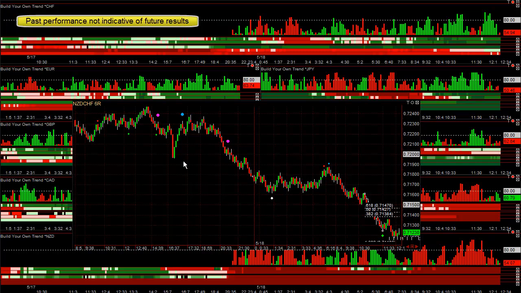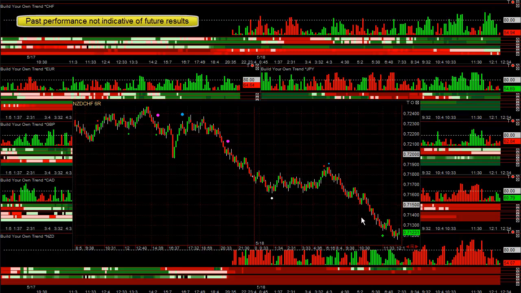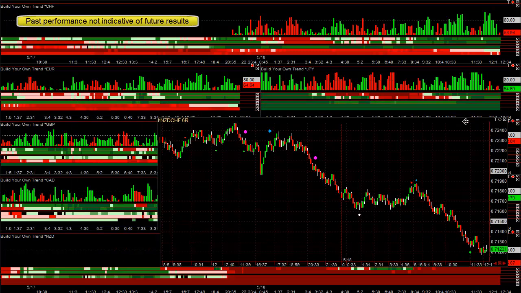Just count the waves down. 1, 2, went sideways. 3, kind of sideways a little bit. 4. The next wave down would be the 5th wave. You're almost always going to get a 20 to 30 or sometimes 50 pip bounce off of that.